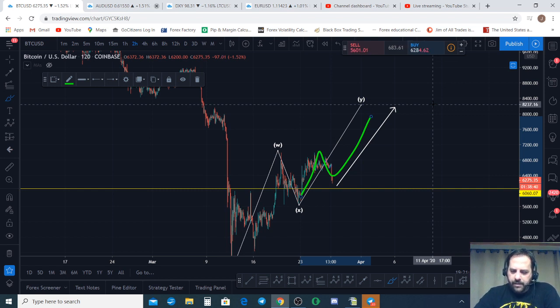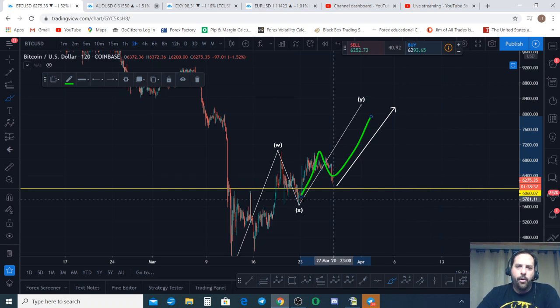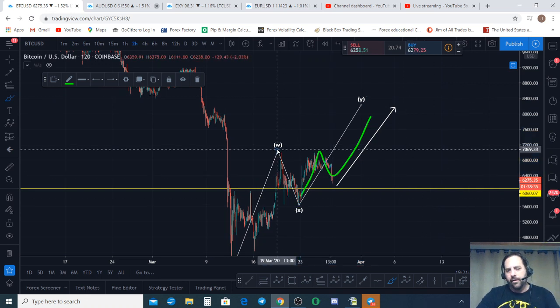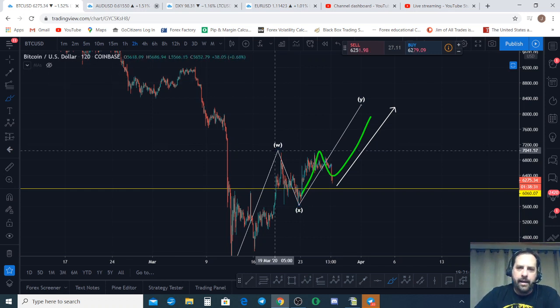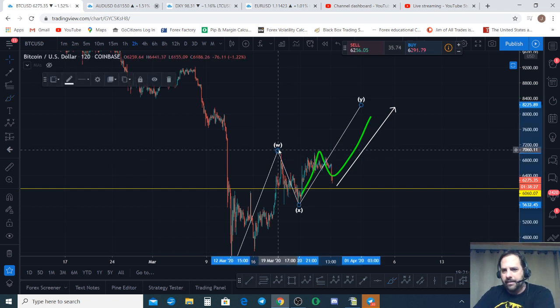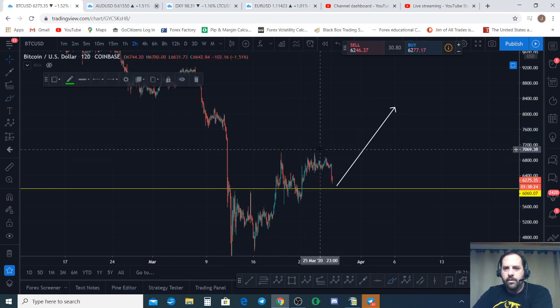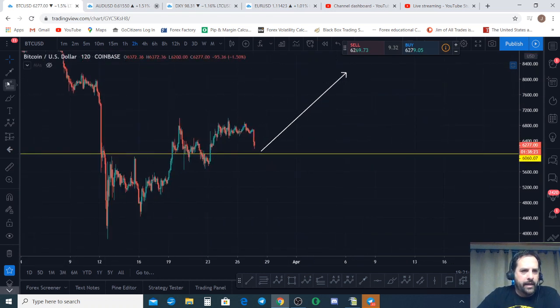Did we touch the 1-to-1 in the first ABC? No, we didn't actually. In the W wave, we didn't touch the 1-to-1. It almost made it, but not quite. It came up just shy. I'm trying to delete this here, so there we go. So Mikhail, yeah, it didn't quite hit the 1-to-1.